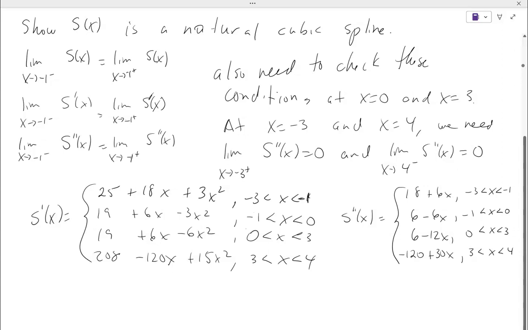Let's check the natural part first. The natural part says that the second derivative at the leftmost and rightmost endpoints is 0. Or technically we should say that the limit as we approach those endpoints from the appropriate sides is 0. But again, we have polynomials, and when we do limits of polynomials, we can just do direct substitution. If I put negative 3 into the top piece, do I get 0? Yeah. Put 4 in the bottom piece, do I get 0? Yeah. Okay. So the natural condition is satisfied here.